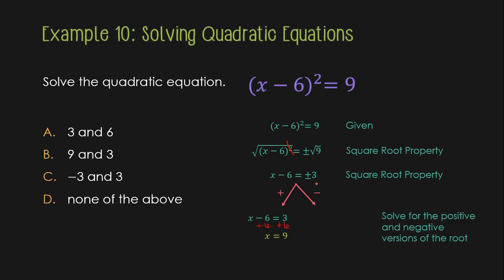I'm going to do the same thing on the other side. x minus 6 equals negative 3, but since I still have a negative 6 here, I'm still going to add 6 to both sides. But this time I have negative 3 plus 6, which gives me positive 3. So those are my two answers for this quadratic equation. It makes sense that I got two answers because it's a quadratic. Some quadratics have two solutions. So 9 and 3 would be the correct answer, or choice B.